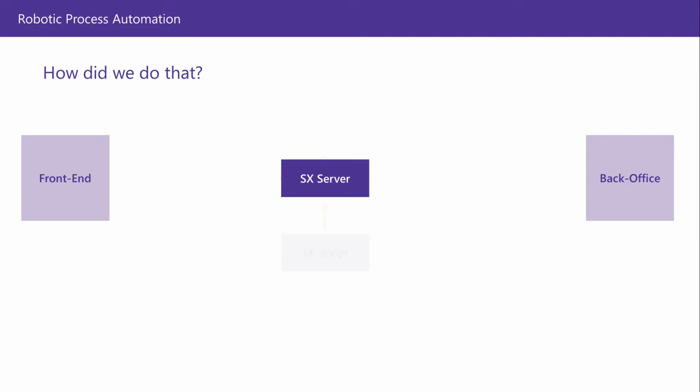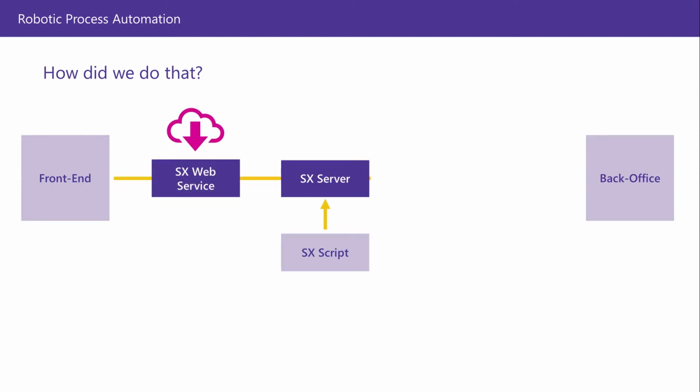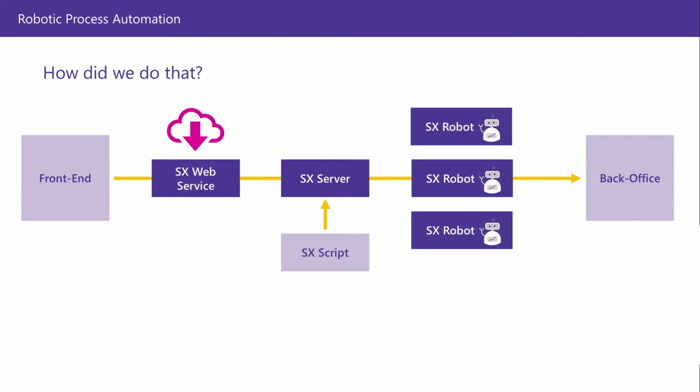And what's driving all of this is a script which we will write, and this is then exposed as a web service. The eForm calls the web service, SX activates the appropriate script, which in turn conducts the search on one of the bots before passing the details back to the form. So how do we produce that script?